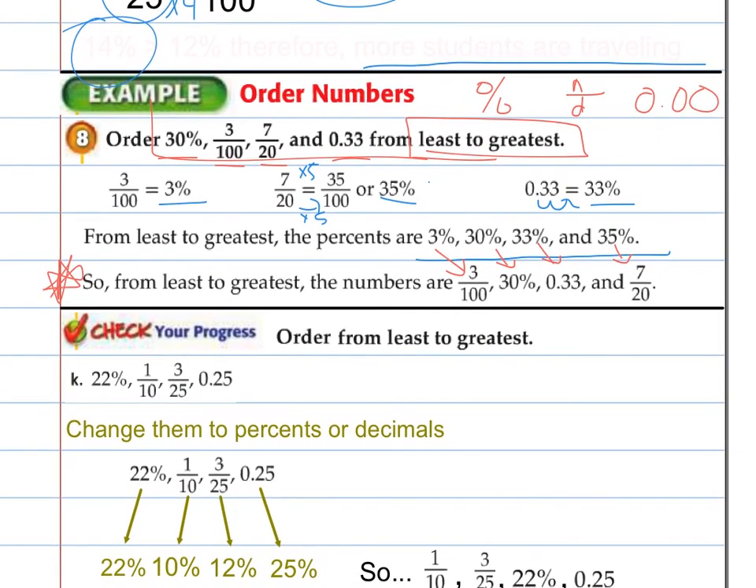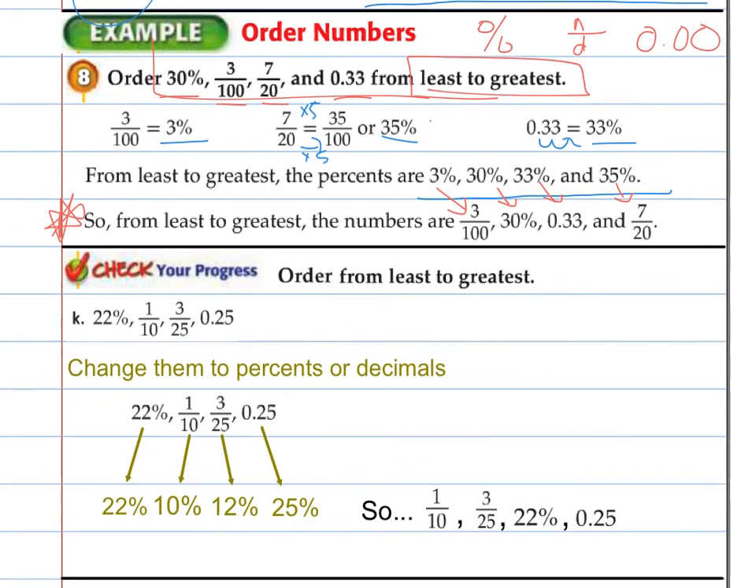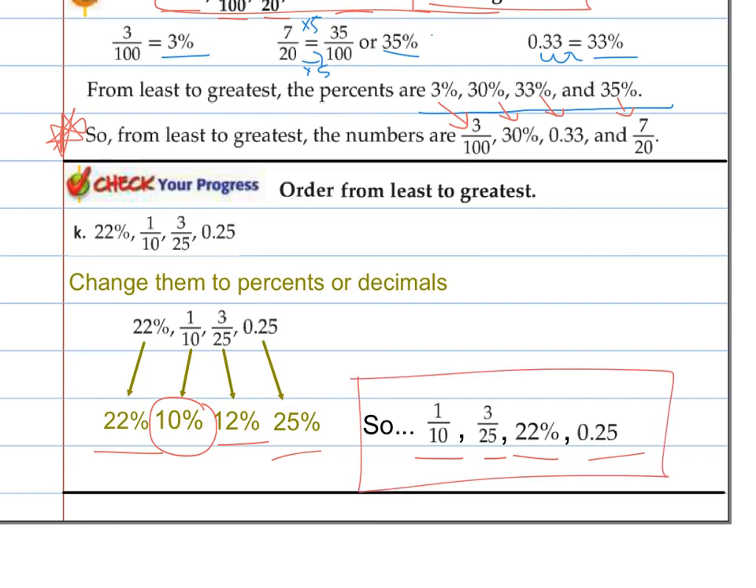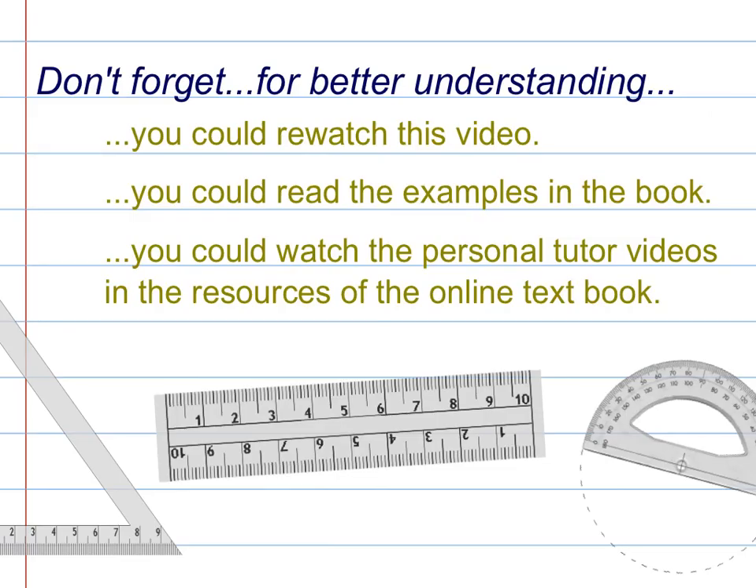All right, so order these least to greatest. You could change them to percents or to decimals. So in this case, we went with 22%, 1/10, 3/25ths, and 25/100ths, all to percents. Then just looking at those, I see 10% is the lowest, so I put 1/10 there. Then 12%, then 22, then 25. That's the order.